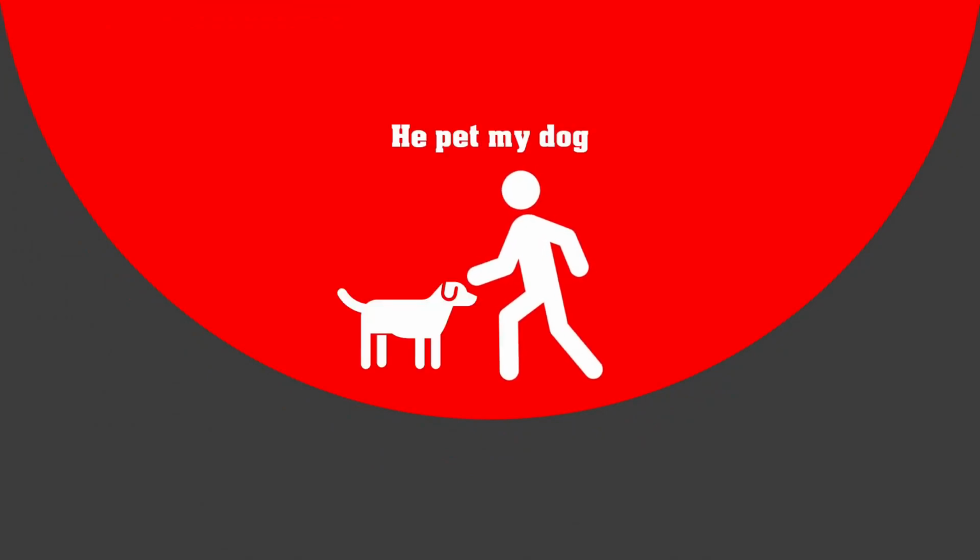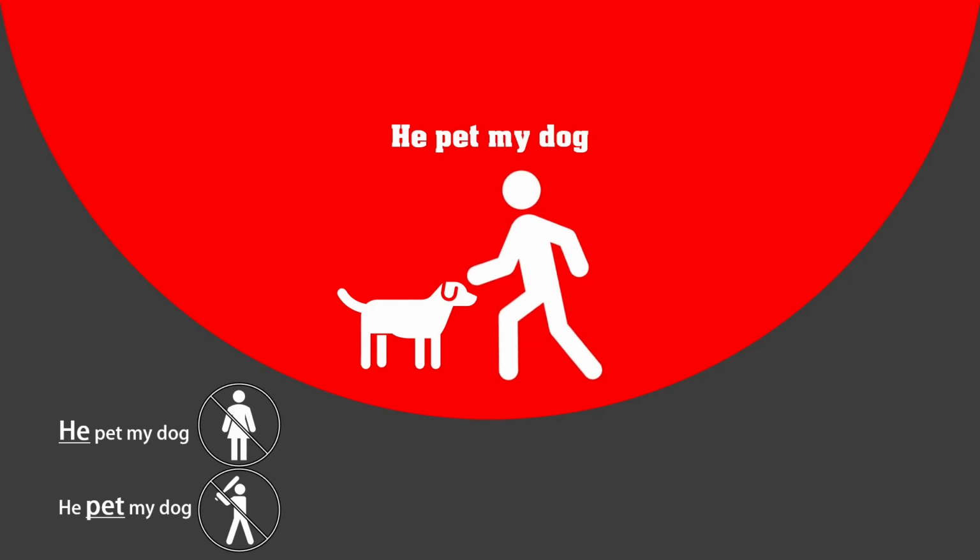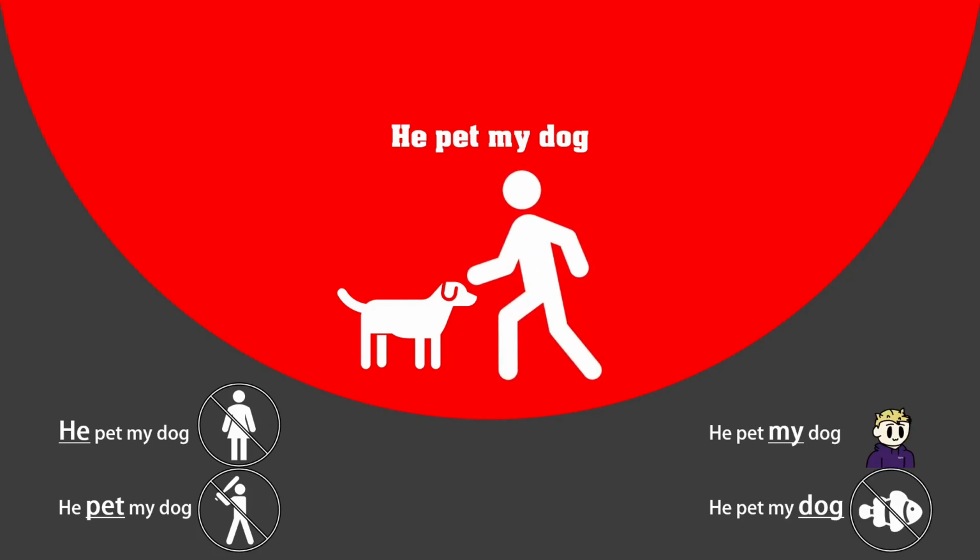Let's take the sentence, he pet my dog, for example. There are 4 words in the sentence that could be stressed, and each of them changes the meaning of the sentence, or at least the focus. He pet my dog. Someone else didn't. He pet my dog. Don't sue me for that one, Peter. He pet my dog. It's my dog. And he pet my dog. He didn't pet my fish.